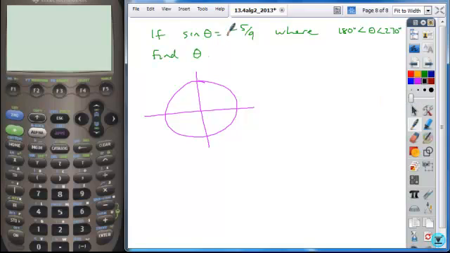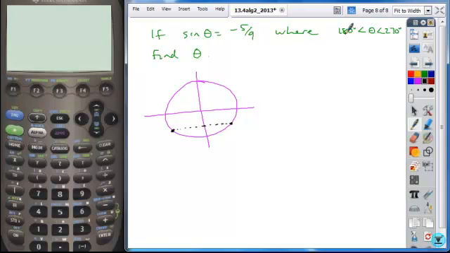Our sine is -5/9. So the sine corresponds to our y coordinate. So we know it's going to be down here, right? Just over halfway. So we have two different angles for which that's the case. We have this angle in quadrant 4 and this angle in quadrant 3. Which angle is it that we're dealing with in this problem?